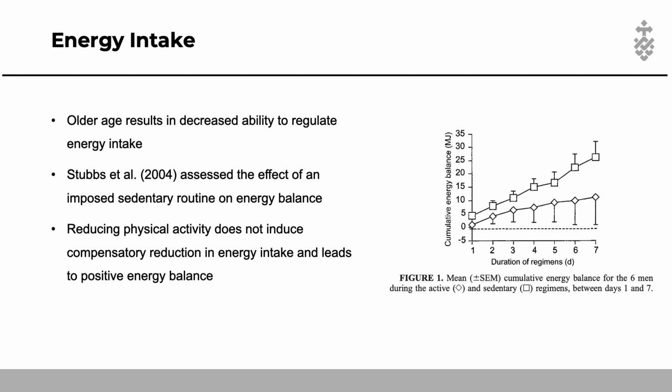So this would then lead to positive energy balance and fat gain. And this might be the reason that we see a steady increase in fat mass during adulthood. So as we progress through adulthood, we start doing less and less physical activity throughout each day, but we don't necessarily change our eating habits to account for this gradual decline in physical activity.